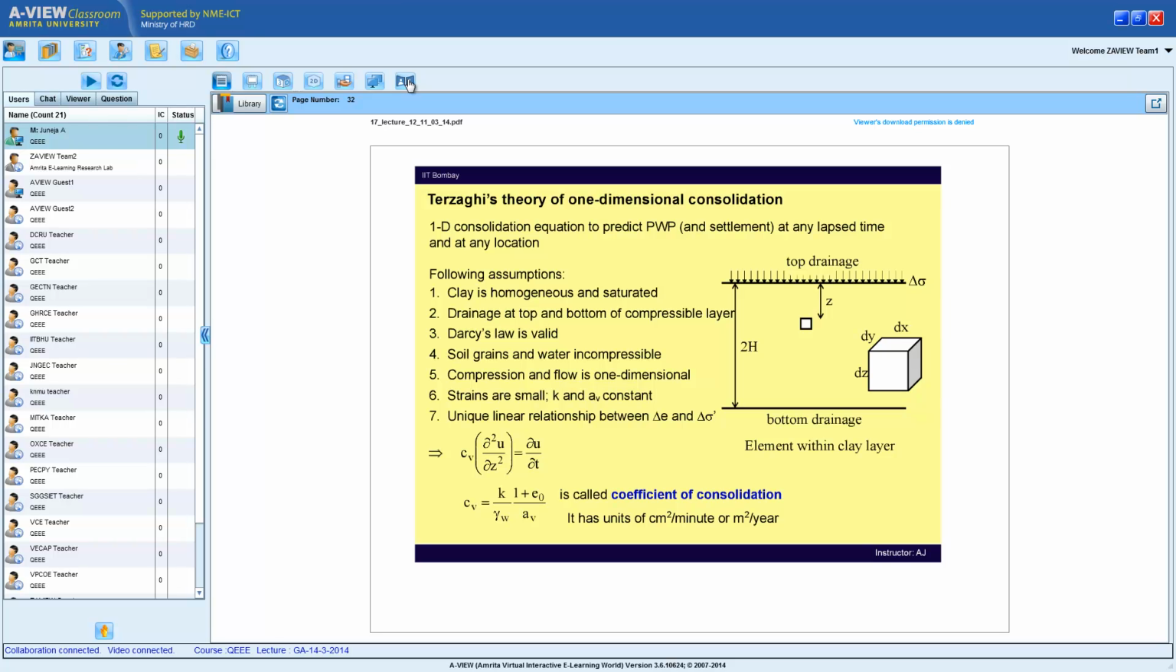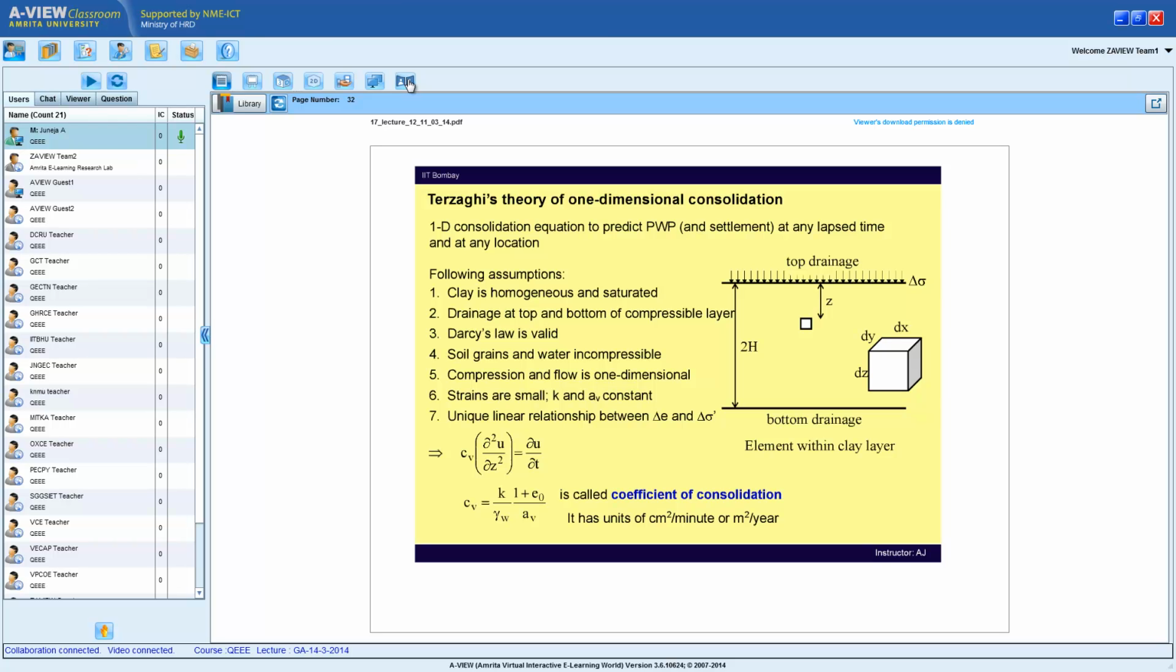Let me first look at the assumptions which are made and explain these assumptions quickly. The first assumption of Terzaghi's one-dimensional consolidation theory is the clay is assumed to be homogeneous, meaning all the properties in any of the three directions are the same. That's homogeneous for us. And saturated. Of course, consolidation only works when the soil is saturated.